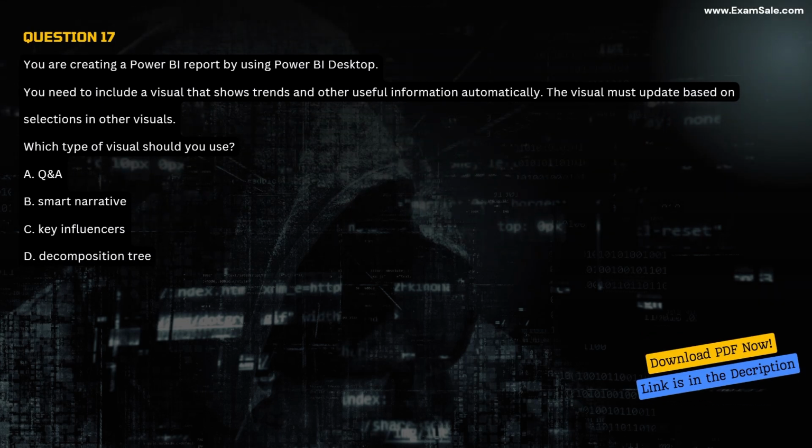Question 17. You are creating a Power BI report by using Power BI Desktop. You need to include a visual that shows trends and other useful information automatically. The visual must update based on selections in other visuals. Which type of visual should you use? A. Q&A. B. Smart narrative. C. Key influencers. D. Decomposition tree.